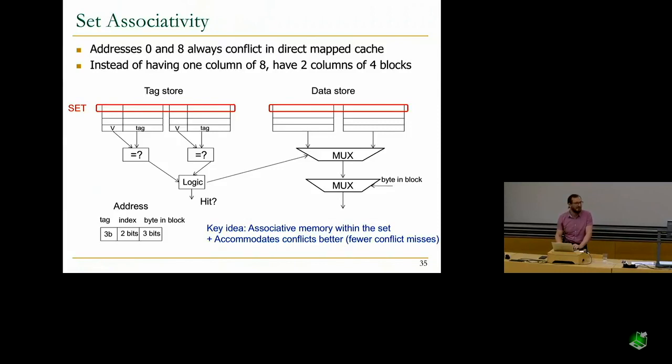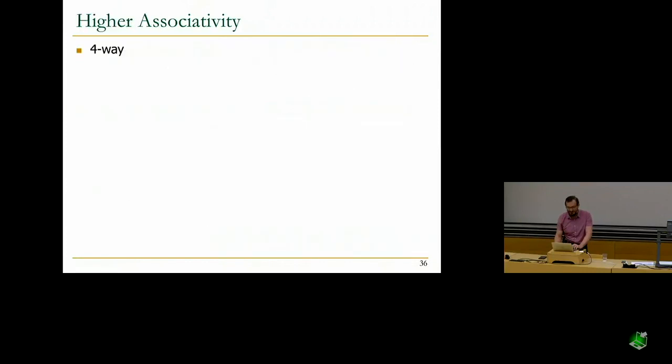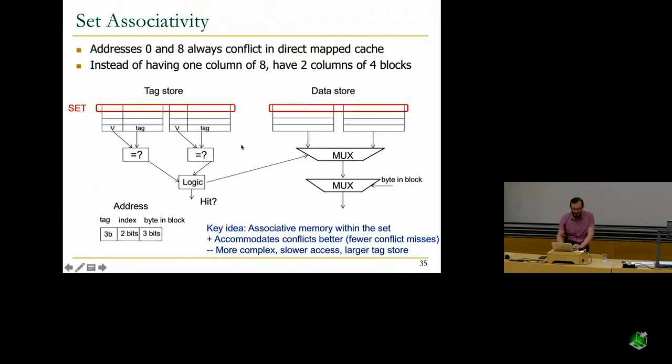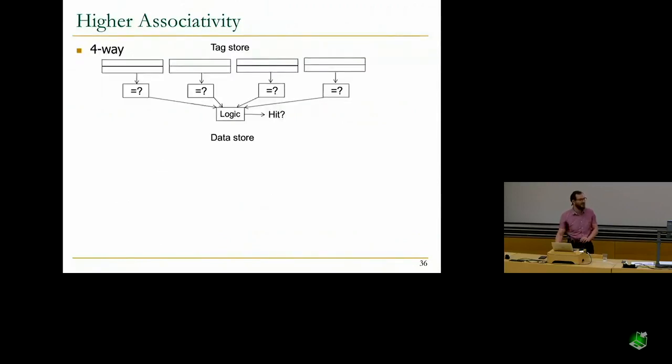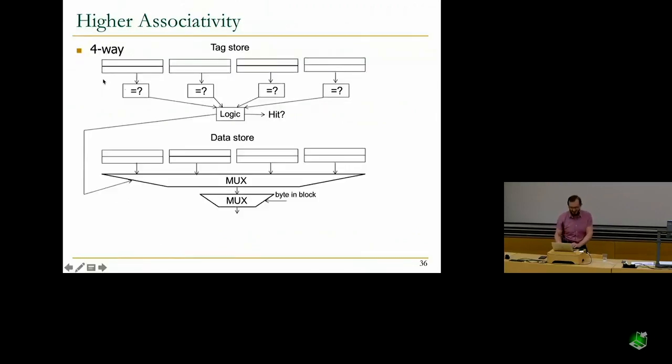And how do you solve that problem? Well, instead of having two columns of four blocks, have four columns of two blocks. So this one is called a two-way associative cache. If you want to increase it to be higher, you get a four-way associative cache. Basically, the idea is this is a tag store. This is index 0 and index 1. Now only one bit determines the index in the address. And the likelihood of conflict misses is even lower.